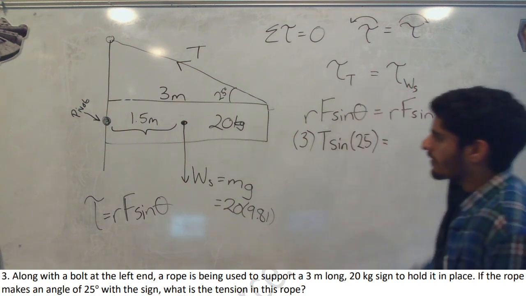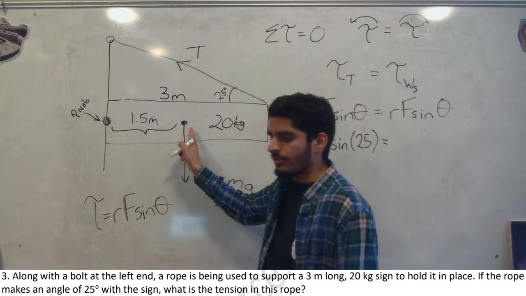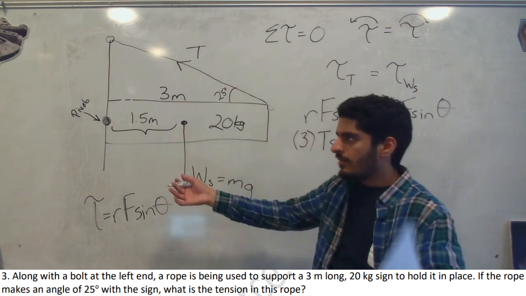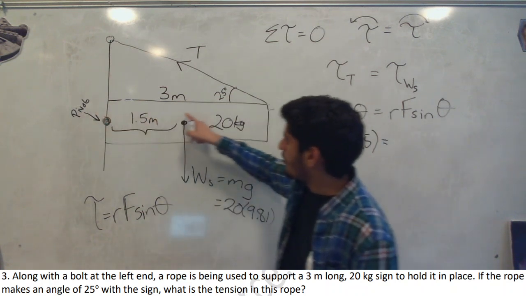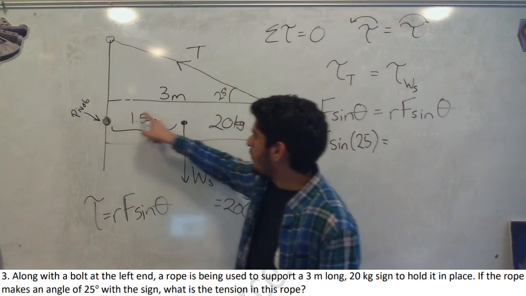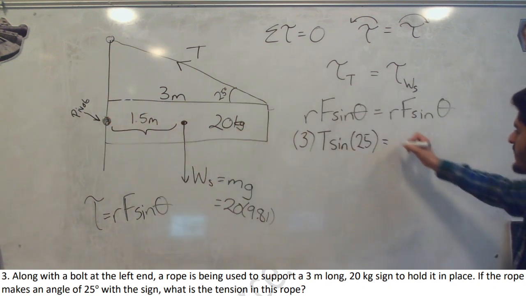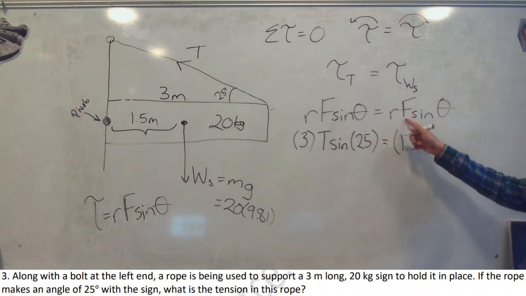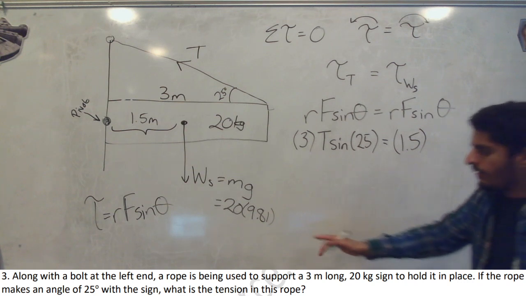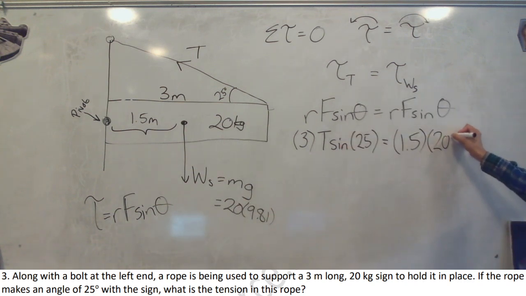So for the weight of the sign, we said that the weight of the sign is only acting at the very center of the sign's length. And so that means the distance from our pivot point to the weight of the sign is only 1.5 meters. It's halfway down the length of the sign. So we put in 1.5 for our radius. Then our force is just the weight of the sign, which is 20 times 9.81. So we'll leave that as 20 times 9.81.